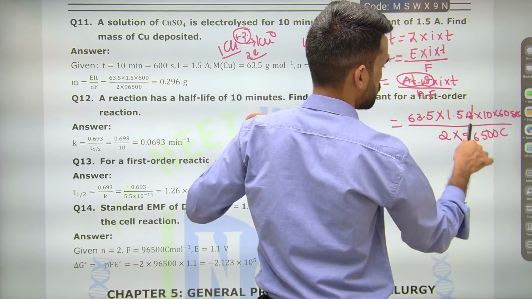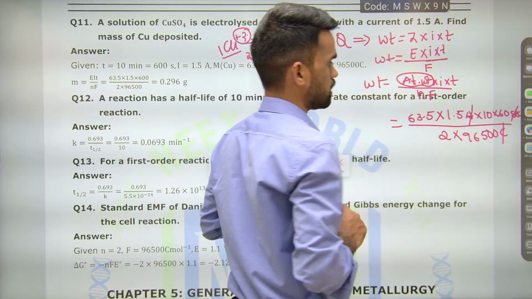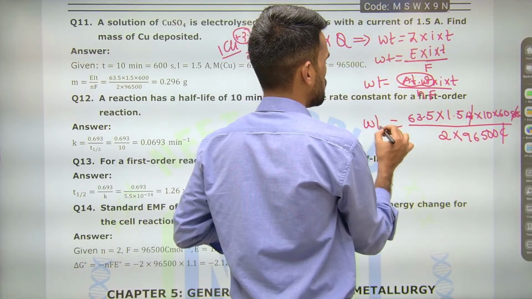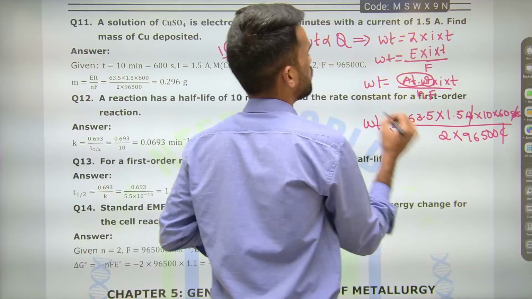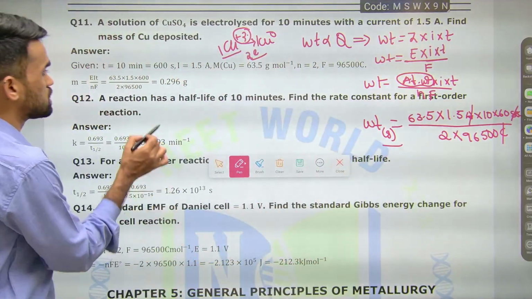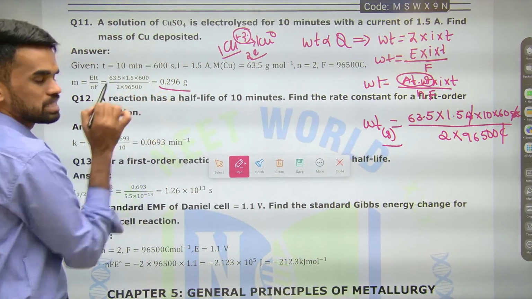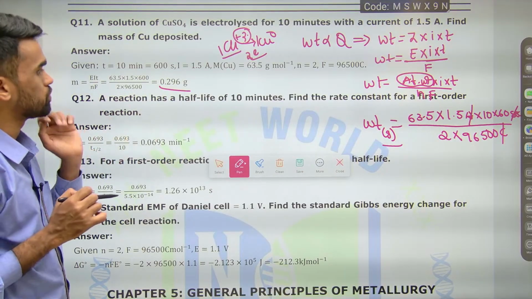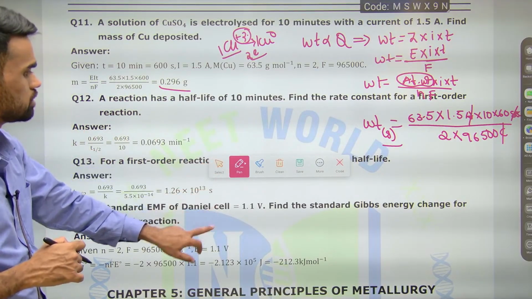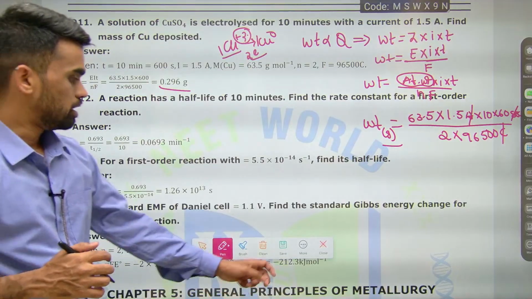Okay, so ampere, seconds and coulombs are removed, so you are going to get the weight of substance in grams. Now, what is the weight of substance deposited? 0.296 will be your answer for the question. Okay, right. Is this clear? Yeah, let's move forward.